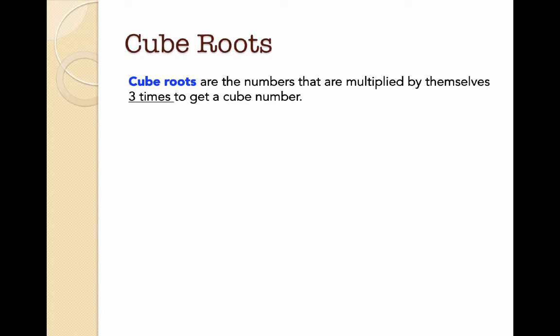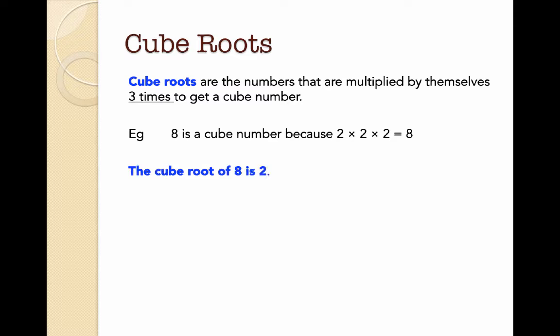Well, just like square roots, cube roots are the numbers that are multiplied by themselves 3 times to get a cube number. And we looked at cube numbers in the last video. 8 is a cube number. This is because 2 times 2 times 2 gives you 8. The cube root of 8 will be 2. So if I told you that 27 is a cube number, what do you think the cube root of 27 is going to be? Think about it.